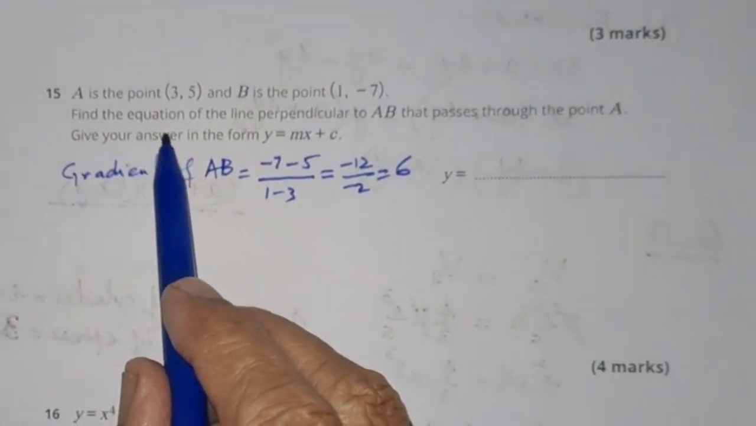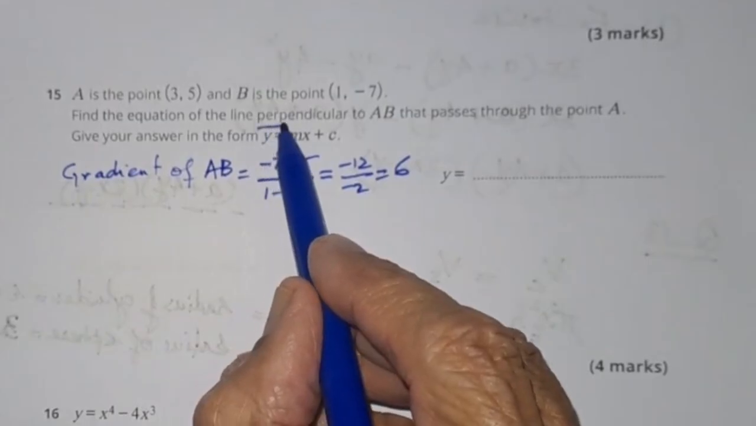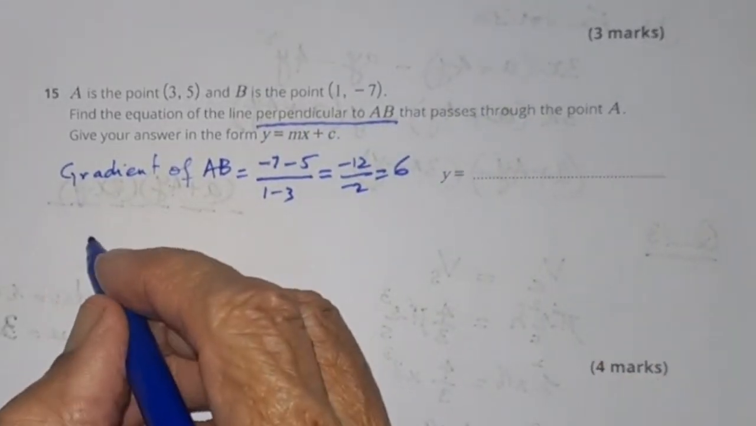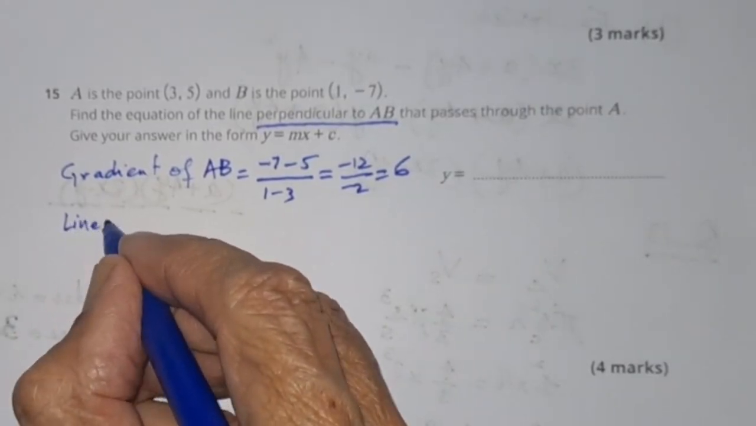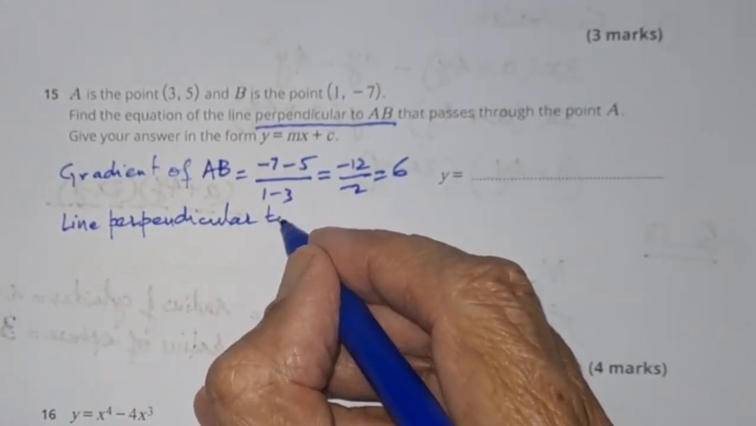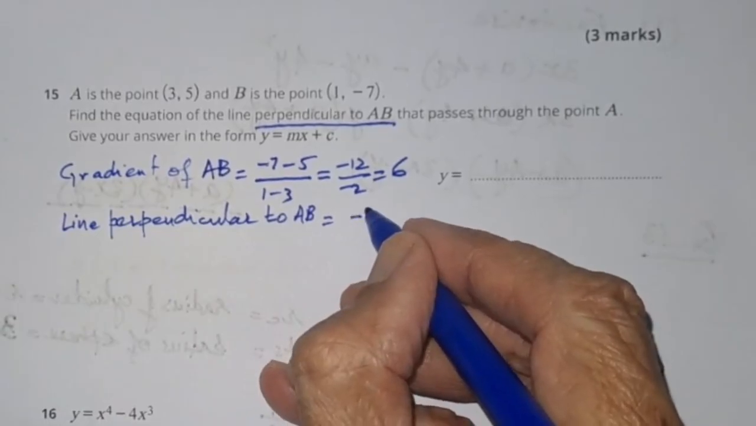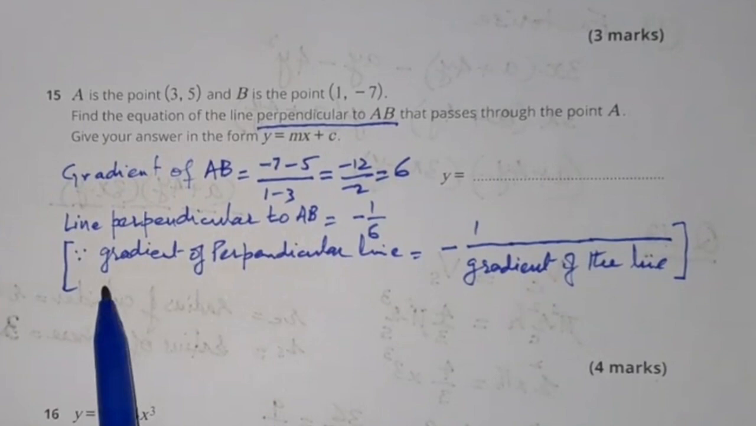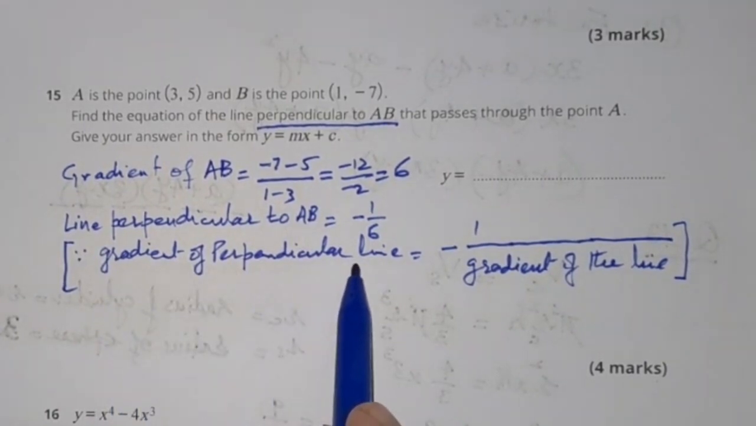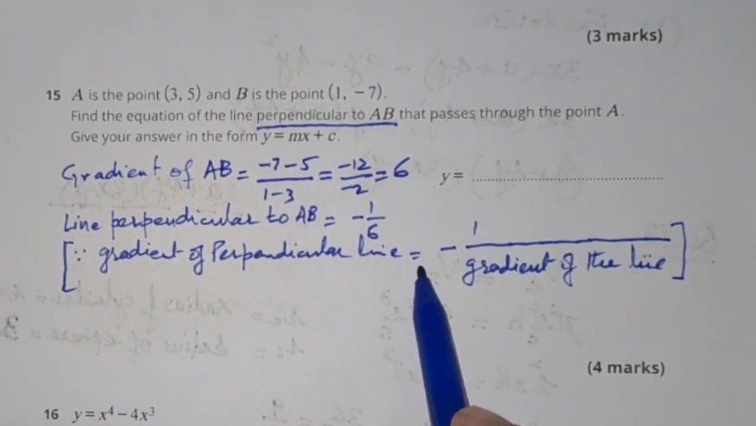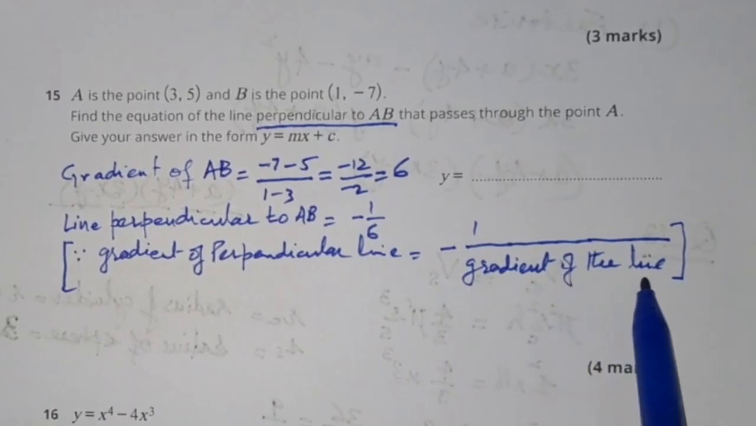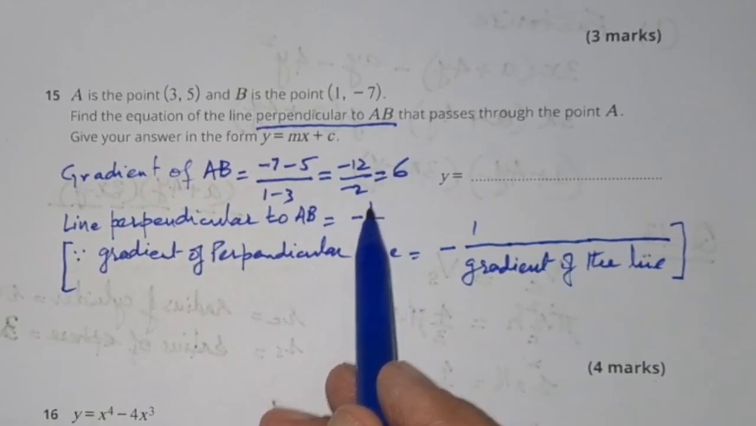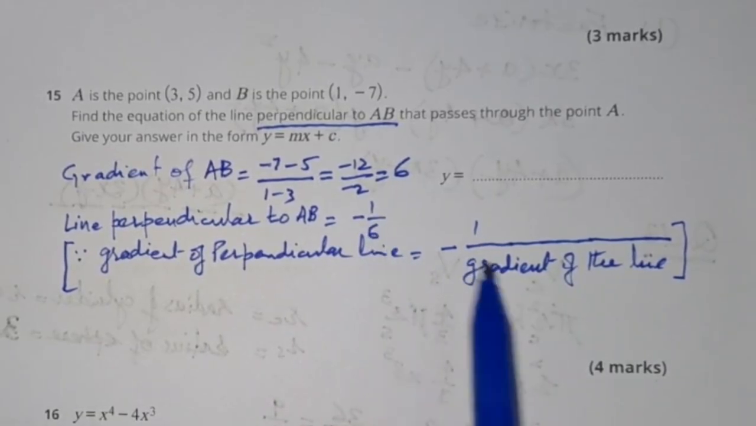But then it says find the equation of the line perpendicular to AB. So the line that will be perpendicular to AB, its gradient will be minus 1 over 6, because the gradient of a perpendicular line is equal to minus 1 over the gradient of the line. Here the line is AB and its gradient is 6, so it will be minus 1 over 6, which I have written here.